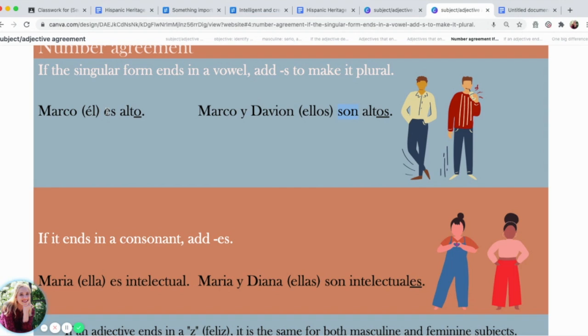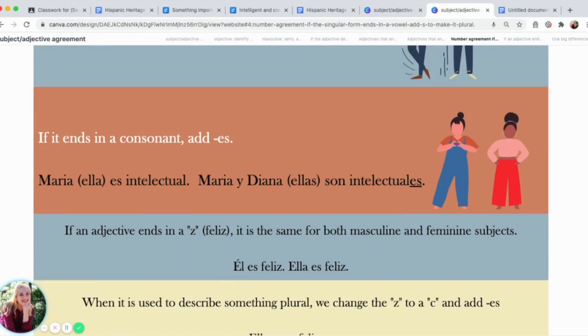Okay, so again, if we are describing one person, so he or she, él, ella, or a thing, an object, or usted, you formal, we're going to use es. If we are describing multiple people, so you all, or they, ellos, ellas, ustedes, or multiple things, then we use son. Okay, so keep that in mind. That's how we have to connect what we have been learning to what we're learning right now, because it all builds on each other.